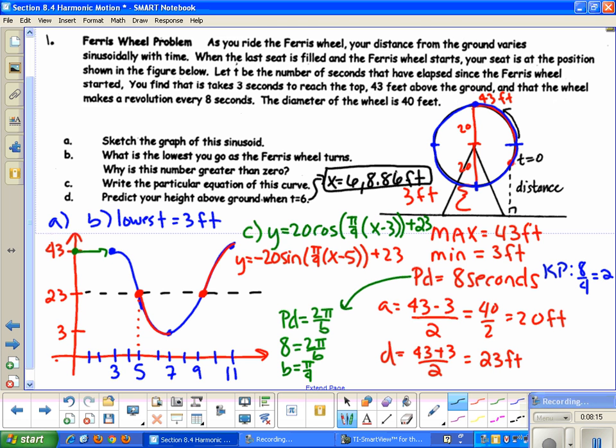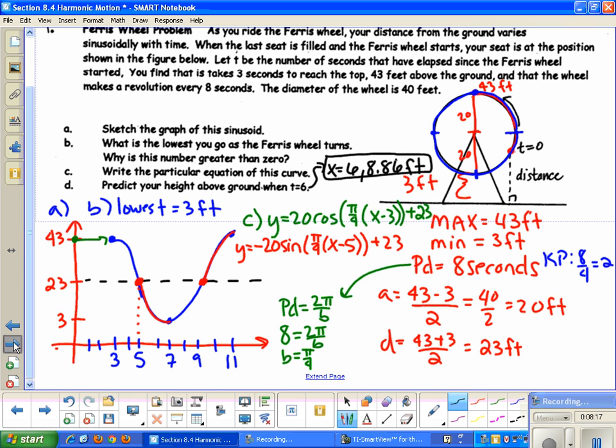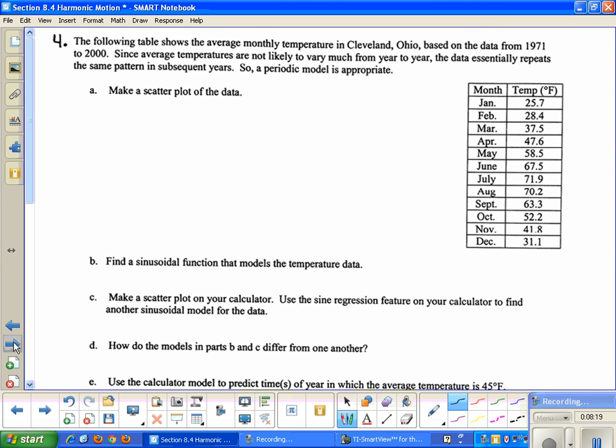Okay, so let's skip the other 2 examples, and we're going to go to the one in the back, which is this word problem right here, number 4. For this one, it says the following table shows the average monthly temperature in Cleveland, Ohio, based on the data from 1971 to 2000. Since the average temperatures are not likely to vary much from year to year, the data essentially repeats the same pattern in subsequent years. So a periodic model is appropriate.